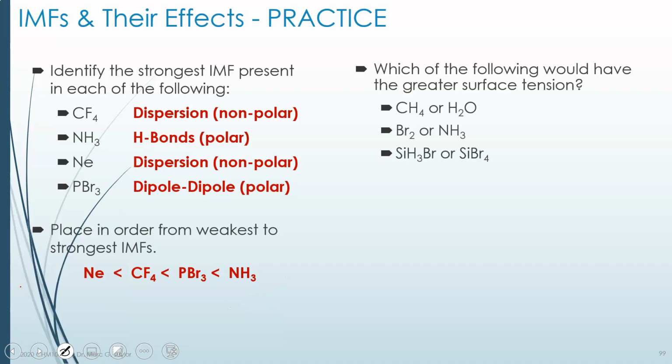So, which of these pairs will have the greater surface tension? Greater surface tension means better IMFs. So, we're comparing methane to water. Well, we know methane is symmetrical and therefore nonpolar, so it can't be that one. And water has strong hydrogen bonds, so we know it's water.